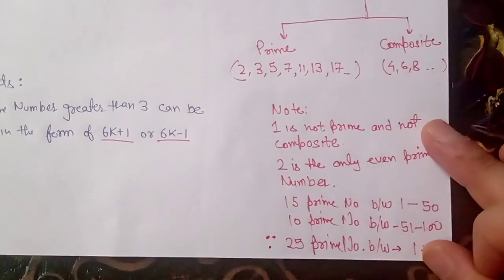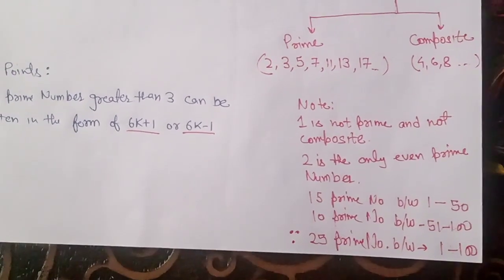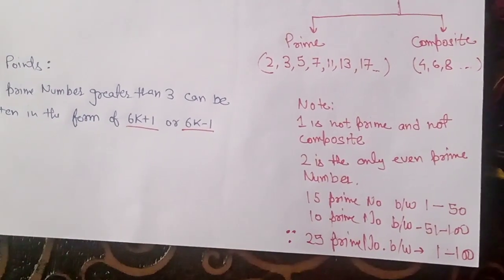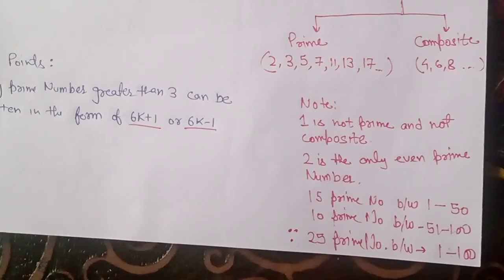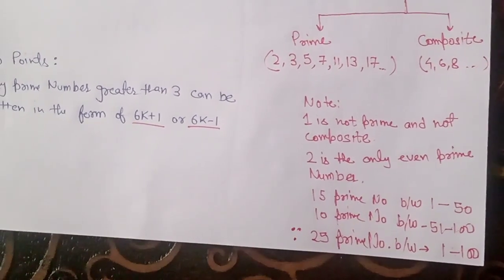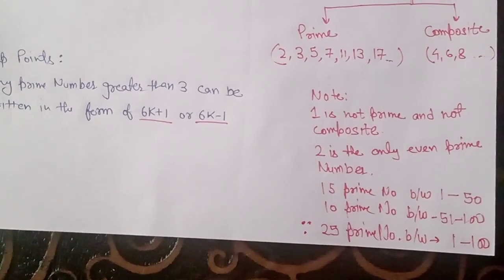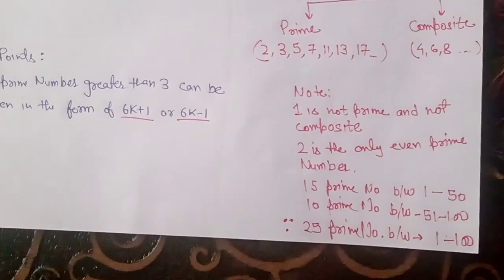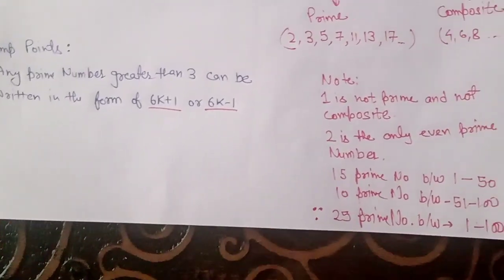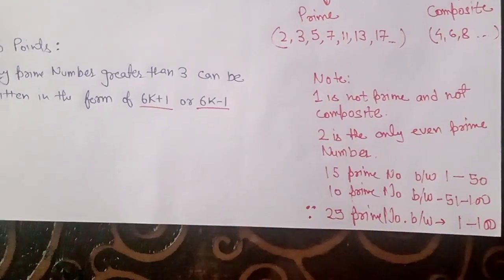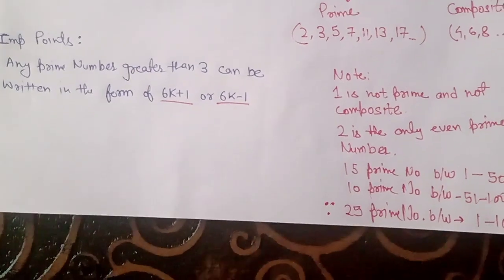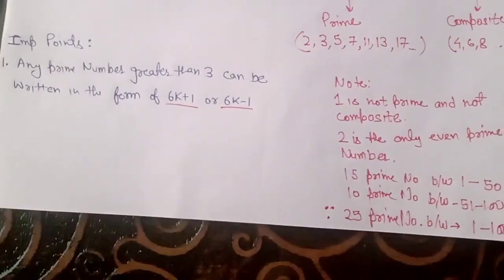So we have some key takeaways. One is neither prime nor composite. 2 is the only even prime number. And we have something important for you. There are a total of 15 prime numbers between 1 and 50 and 10 prime numbers between 50 and 100. So there are in total 25 prime numbers between 1 and 100.